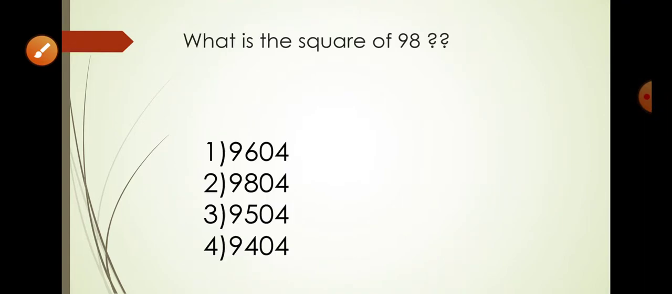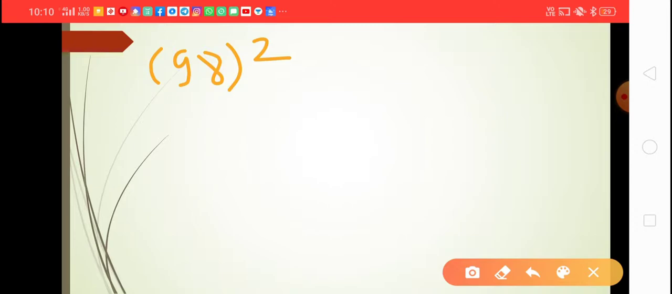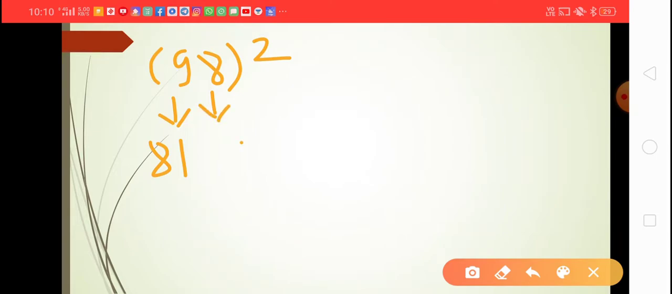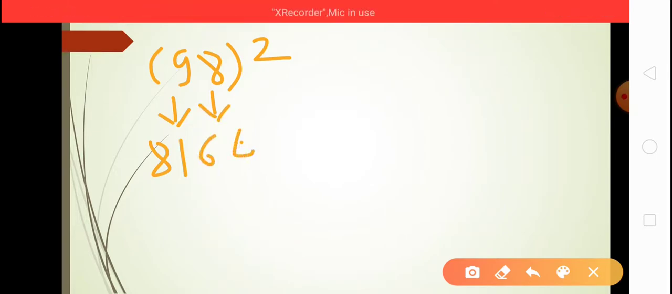Let's take another example. What is the square of 98? We will go through the same technique. 98. First of all we will write the square of 9, which is 81, and the square of 8, that is 64. Then after we have to multiply the first digit with the second digit, that is 9 into 8.